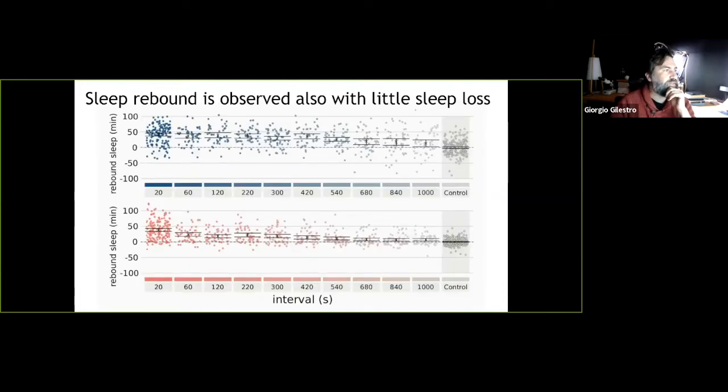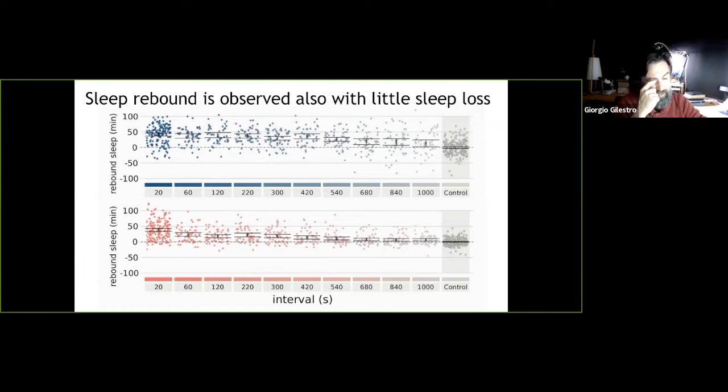So how do these flies recover the sleep they have lost on the day after? What you see here is that we quantify sleep rebound. So this is the sleep they try to recover on the morning after. And the sleep rebound changes as a function of the sleep interference, which is the interval that we chose to rotate our tube: after 20 seconds of immobility, 60 seconds, and so on, all the way to 1,000 seconds of immobility. The sleep rebound is higher where the interval is shorter, which makes sense.